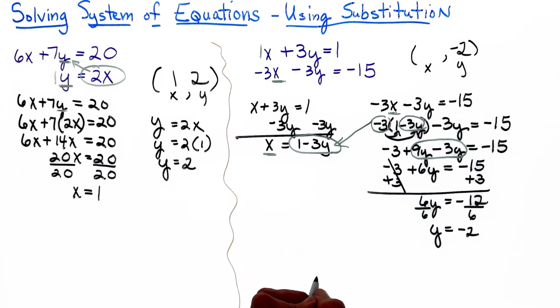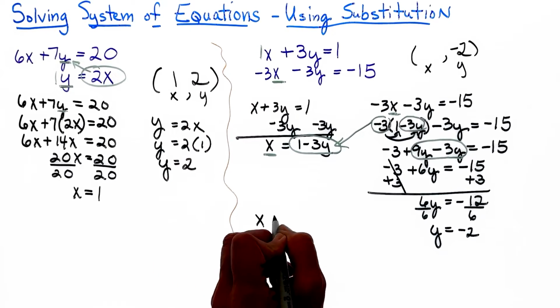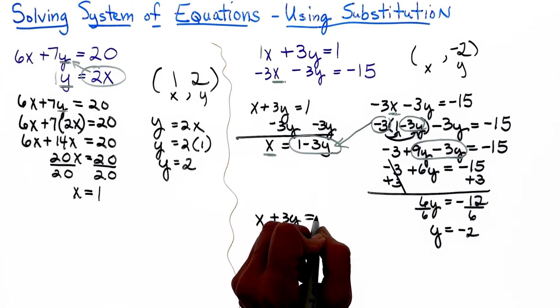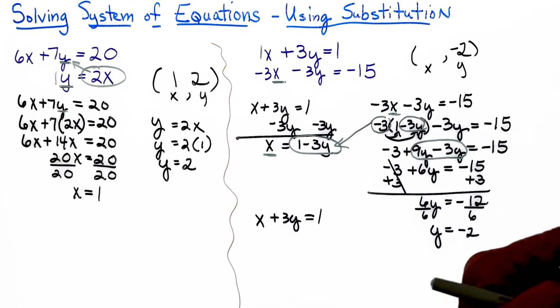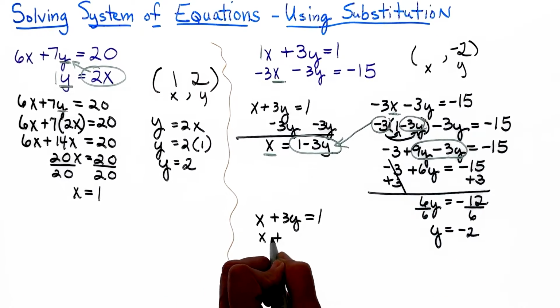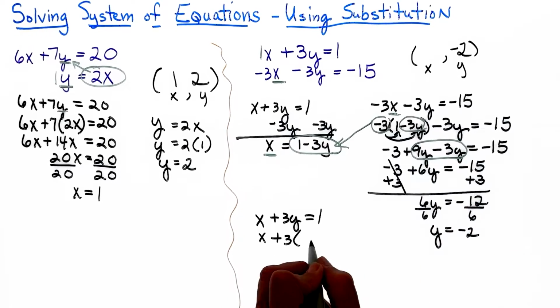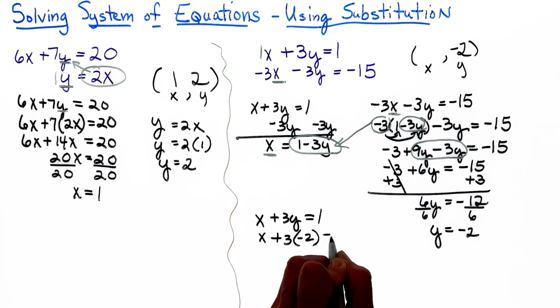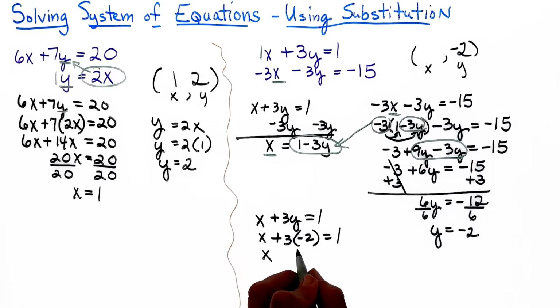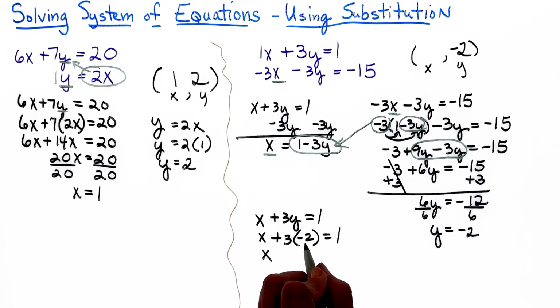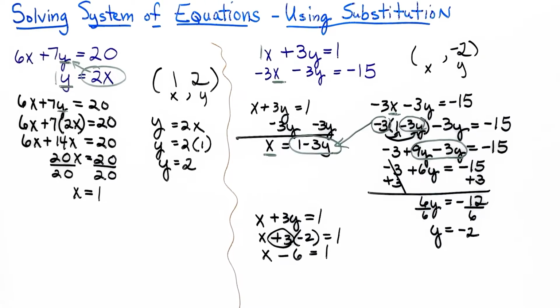So I am going to, again, copy the first equation down. x plus 3y equals 1. We don't have to write the 1 there. It's understood. So now x plus 3, remember y was a negative 2, is equal to 1. And now I'm going to multiply that out. So x, it's plus 3 times negative 2, a negative. I think I catch this in the front. So that is a negative 6 is equal to 1.